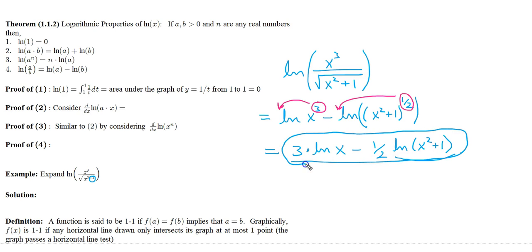And this comes in very handy because instead of dealing with a complicated function that looks like this, notice we have it written in much simpler terms down here involving just the natural log of x and the natural log of x squared plus 1 instead of the natural log of x cubed over the square root of x squared plus 1. This is much more complicated to deal with when we eventually differentiate functions like this.